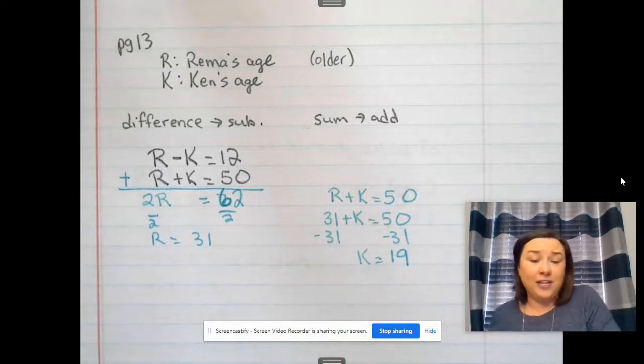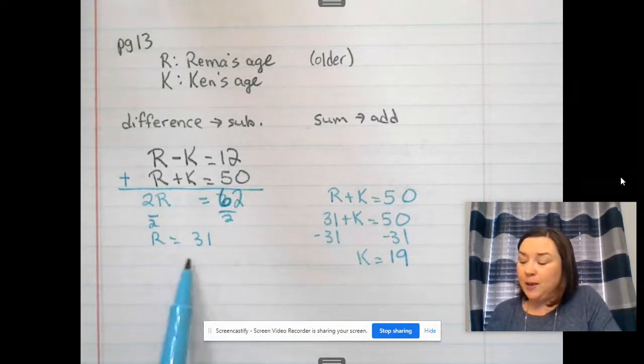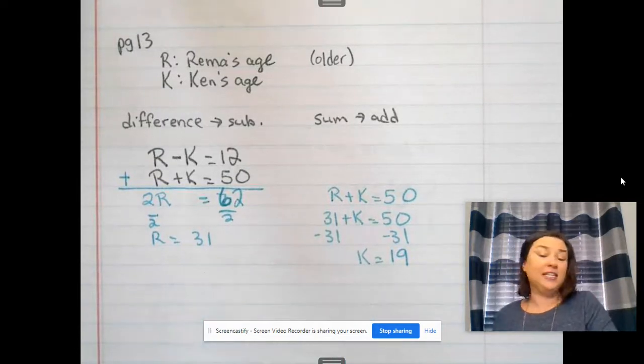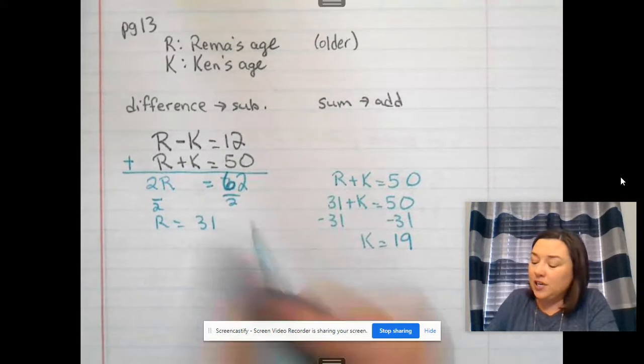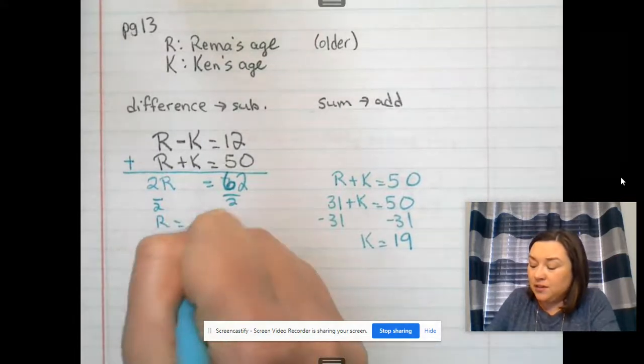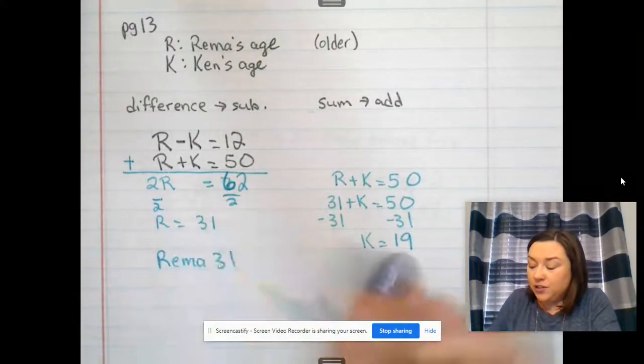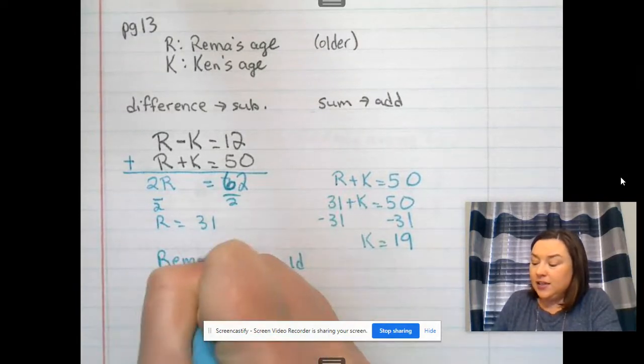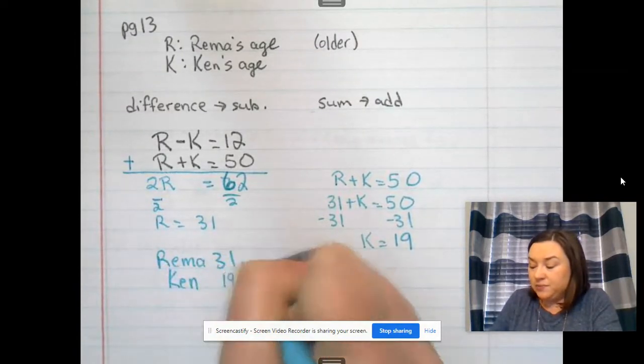So then I ask myself, hey, let's check this. 31 minus 19 is 12, and 31 plus 19 is 50. So I feel confident. So I'm going to say Rima is 31 years old, and Ken is 19 years old.